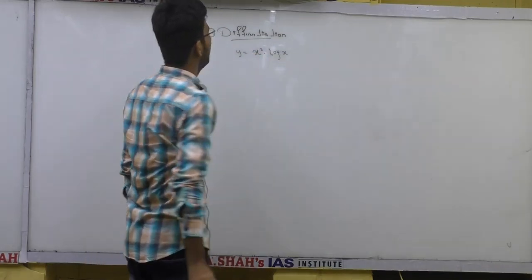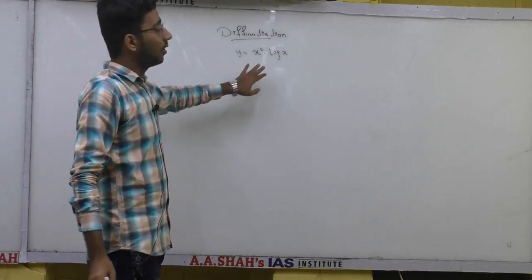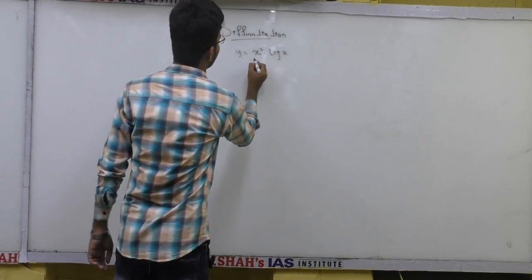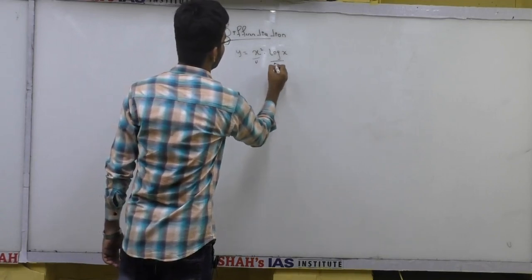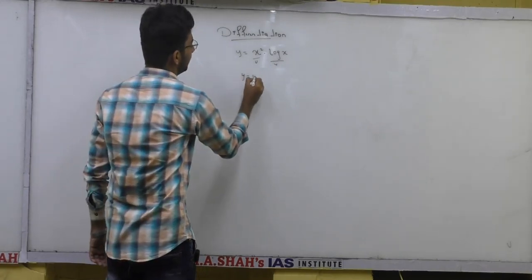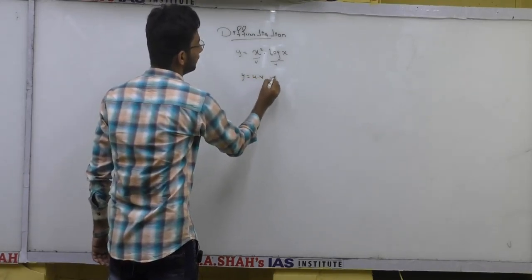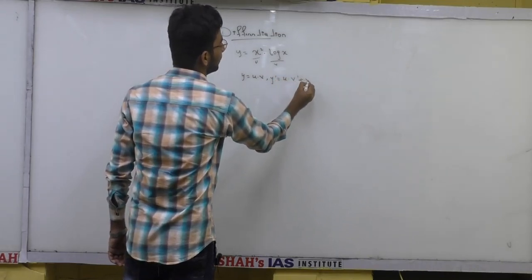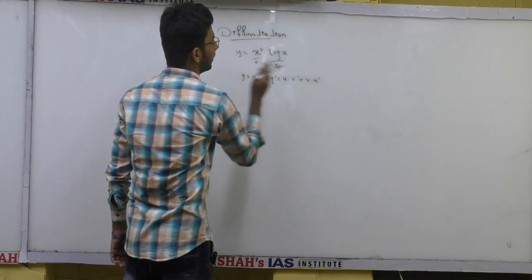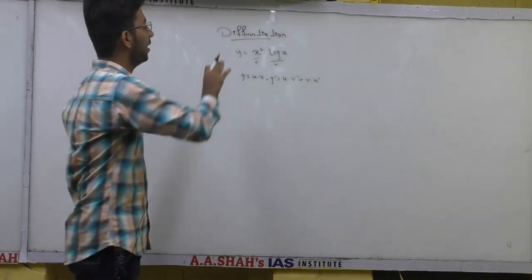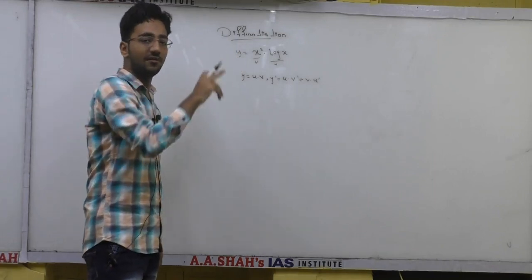Now here we have an algebraic function and a logarithmic function also. In this case we have to treat this as u and this is our v. But what is our formula of uv? If y equal to uv, then we say y dash will be u derivative of v plus v derivative of u. So now here u is x square and v is log x. We know the derivative of x square is 2x and of log x is 1 upon x.